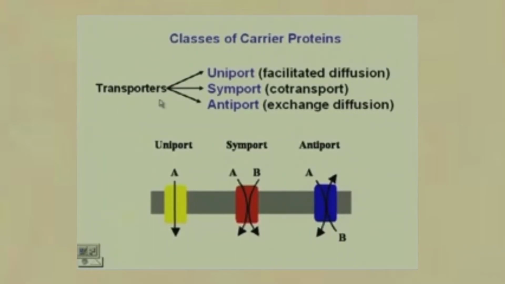Okay. So, the classes of carrier proteins, these transporters, are either uniport, symport or antiport. Uniport means that you have just the transfer of one solute. Symport means you have the simultaneous co-transport of A and B together. And antiport means you have exchange diffusion where A is going in one direction and B in the opposite direction.